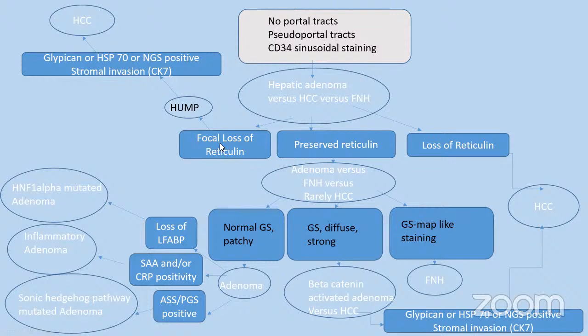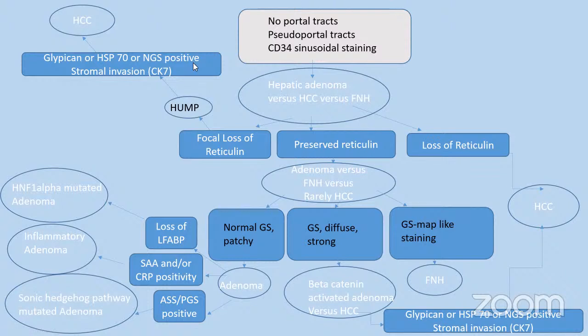If the tumor shows focal loss of reticulin, then you call it an atypical hepatocellular neoplasm or a hepatocellular neoplasm of uncertain malignant potential. Again, you'll do the three stains: glypican 3, glutamine synthetase, and HSP70. If two of the three are positive, then it's most likely a hepatocellular carcinoma. If you see stromal invasion and/or vascular invasion, then you're dealing with a hepatocellular carcinoma.